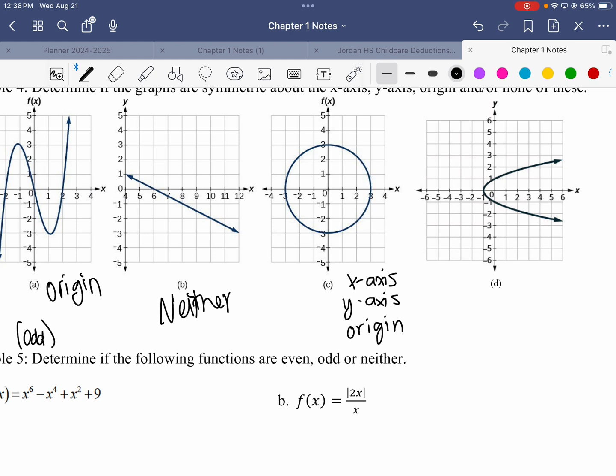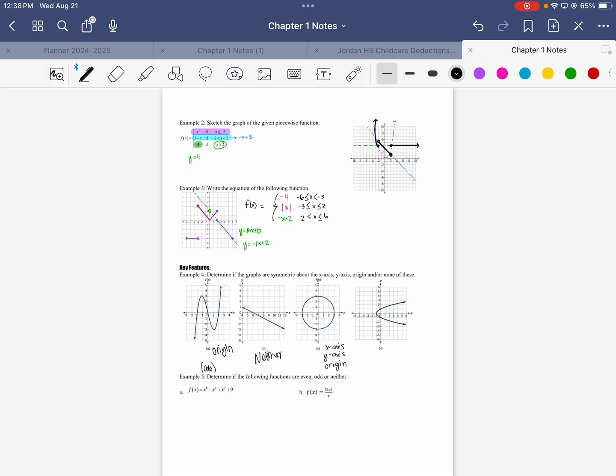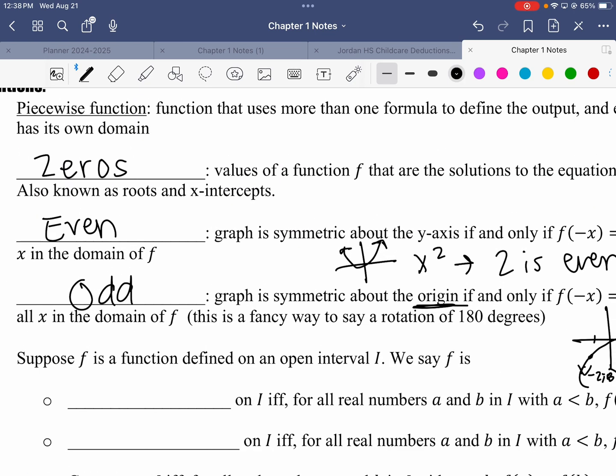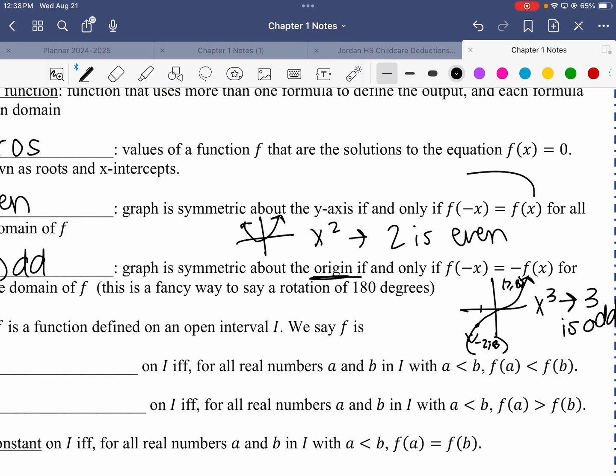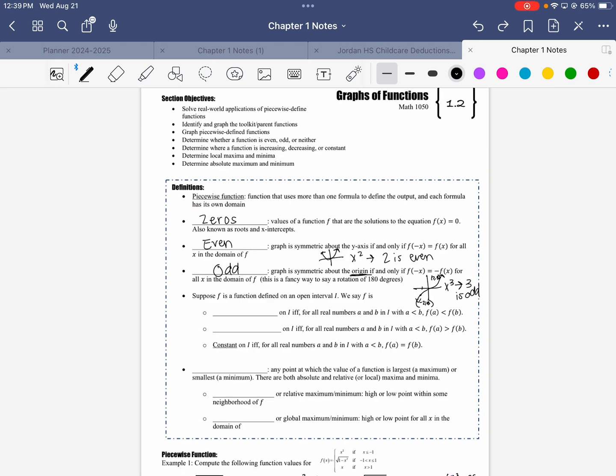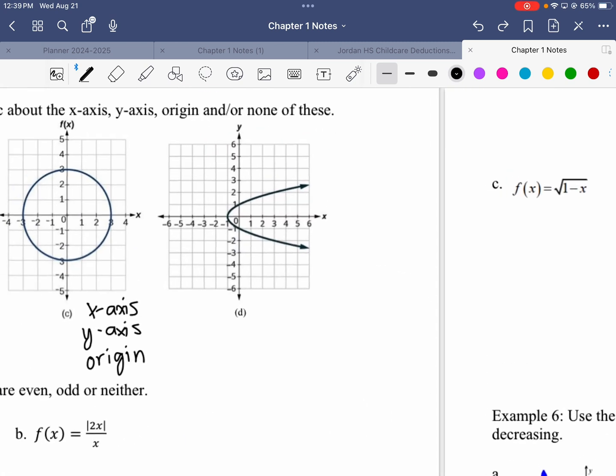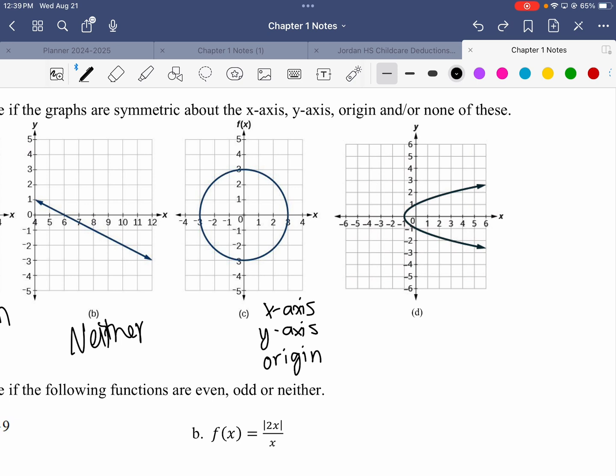Yes and no. Is it a function? What's the definition of even? Even and odd specifically apply to functions. Is a circle a function? No. It is still symmetrical about both of those things, but calling it even and odd is kind of misleading. Does that make sense? Okay.